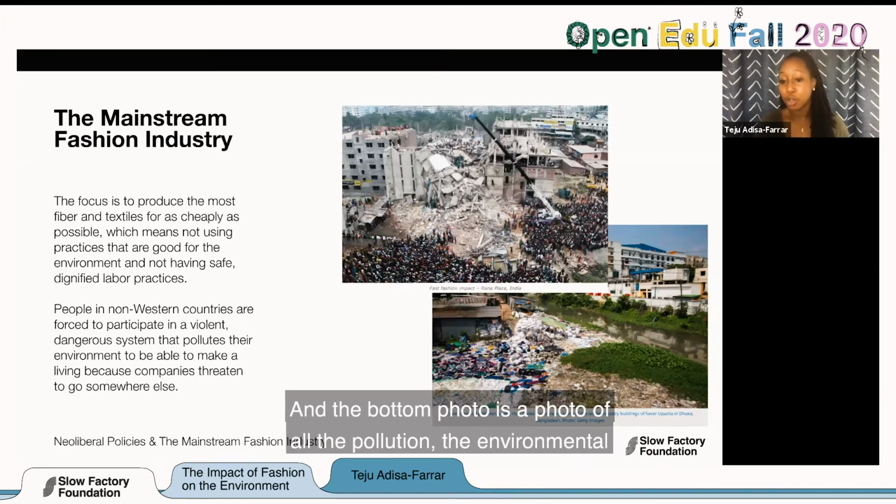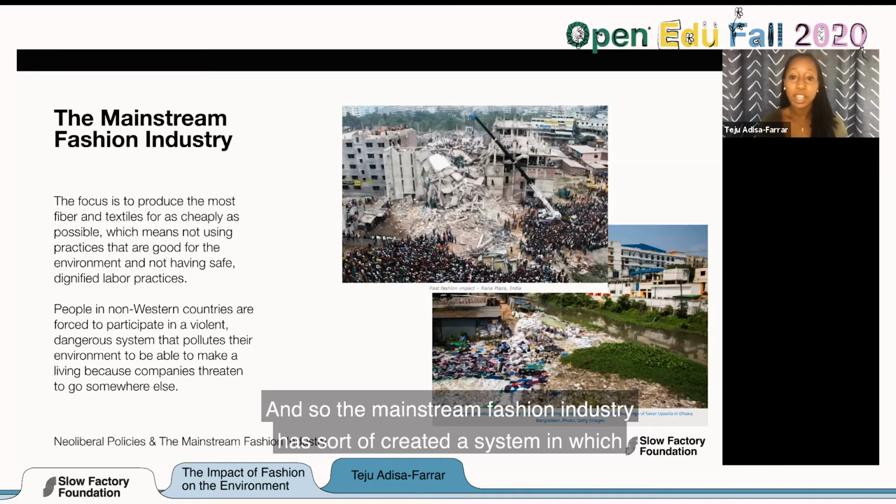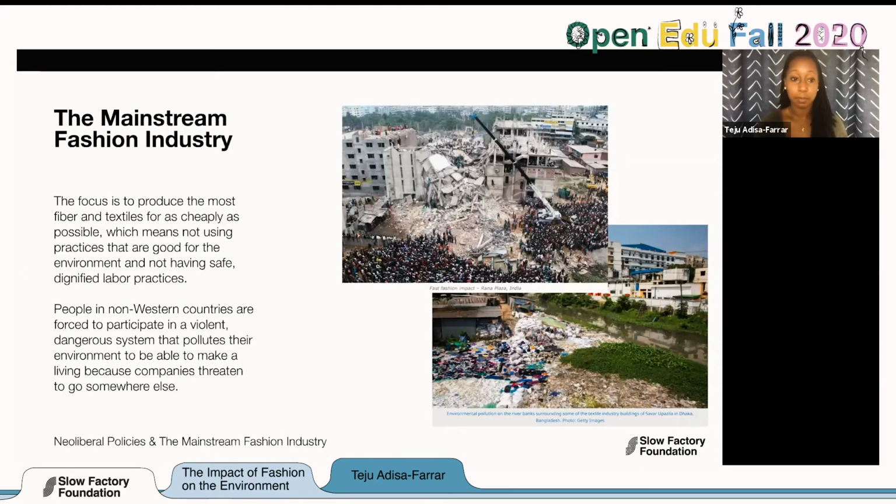And the bottom photo is a photo of all the environmental pollution that comes from the textile industries, the washed up clothes, the washed up garments, the chemicals used for dyeing that are put into the waterways. And so the mainstream fashion industry has created a system in which people's lives are not dignified and the environment is not dignified in order to increase profit. This is a global capitalist imperative, rather than an imperative about making environmentally safe, quality pieces.